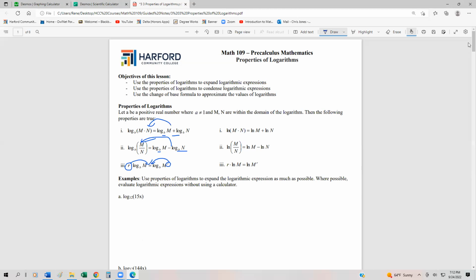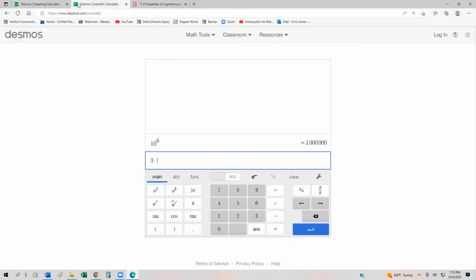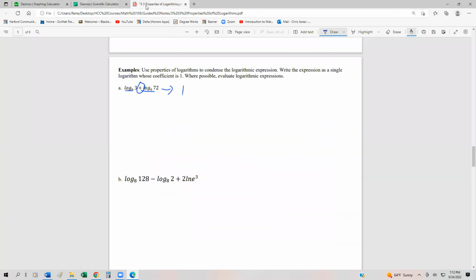So going all the way back to our problems, we have log base 6 of 3 plus log base 6 of 72. Notice we have two log base 6s, so that means we can multiply because there's an addition. And so in our calculators, we can just take that 3 times 72, and that should be 216, which it is. All right, so we can rewrite this as log base 6 of 216. And then we should try to evaluate that if at all possible.